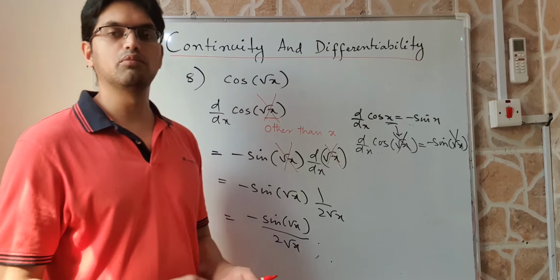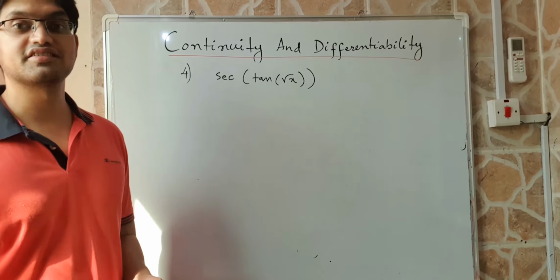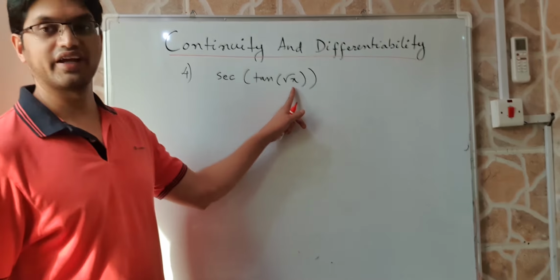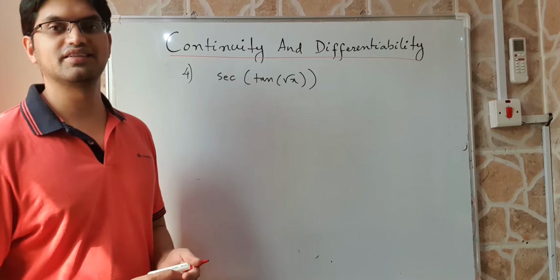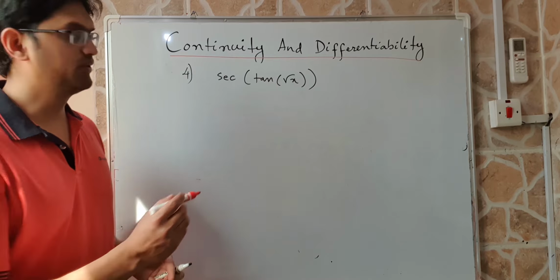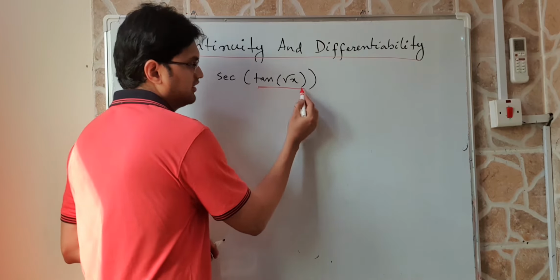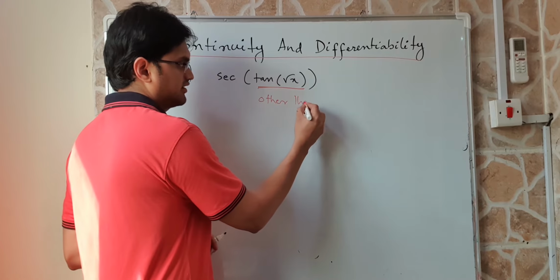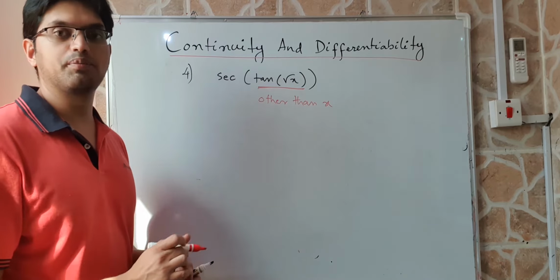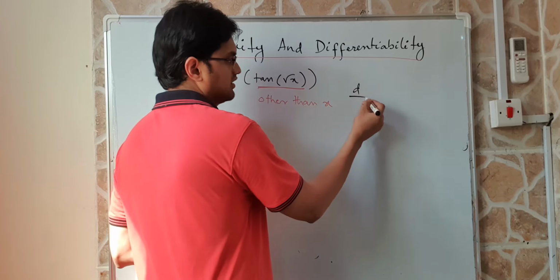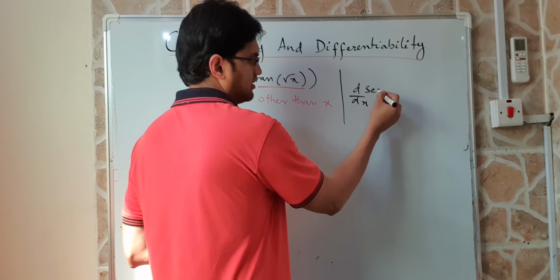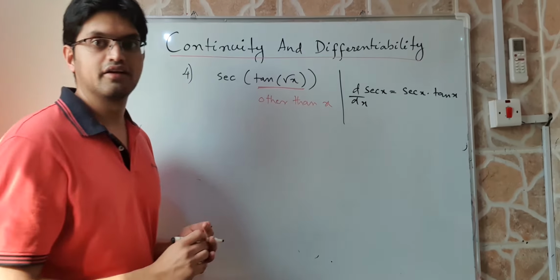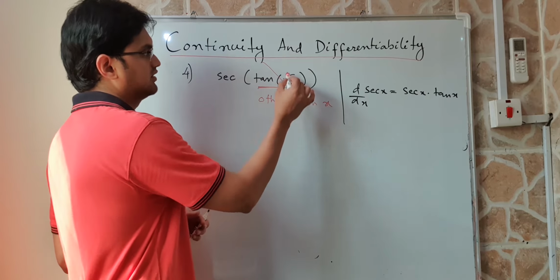Now let us take some more examples. Now let us see this interesting problem, that is secant of tan of root x. How do you calculate this? The first thing is, you see secant, and all this thing is other than x. So let us go about the basics. What is the derivative of secant x? Secant x is secant x into tan x. So this complete function we will consider to be x.